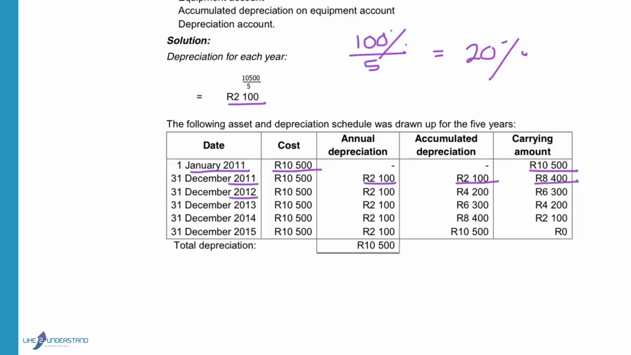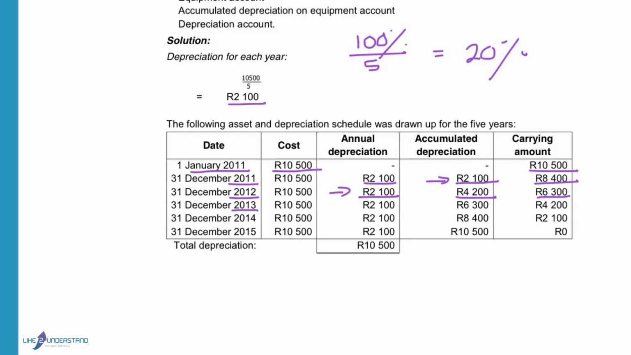In 2012, we will write off 2,100 again. Now the depreciation will accumulate from 2,100 plus this 2,100. So the total amount after 2 years is 4,200. What is the carrying amount? It's the 10,500 minus the 4,200. So it is worth 6,300 at the end of the year.